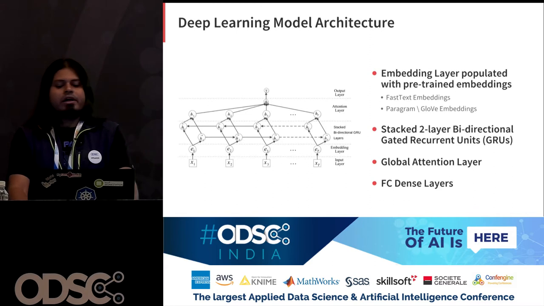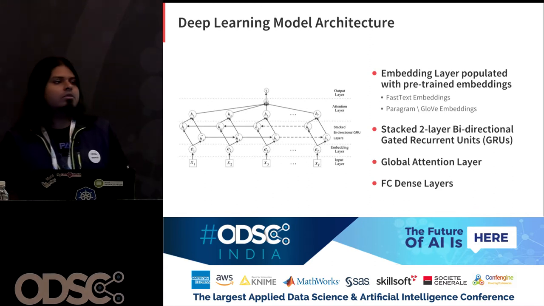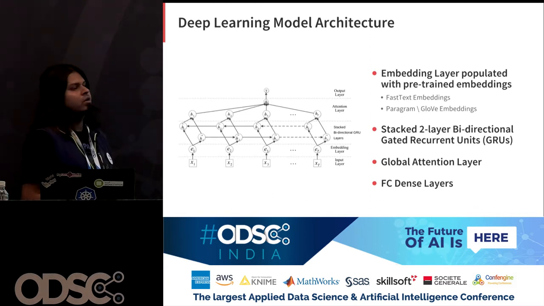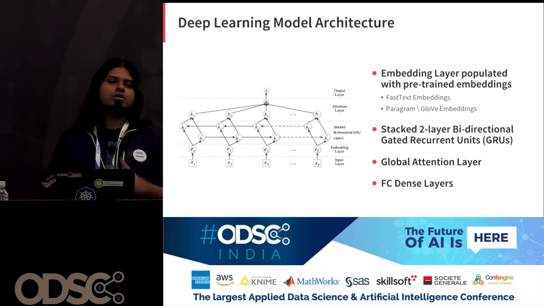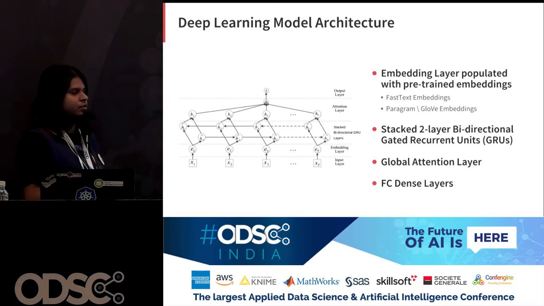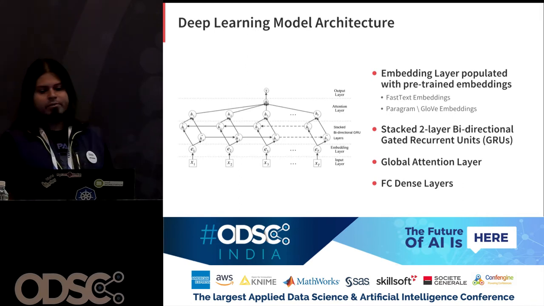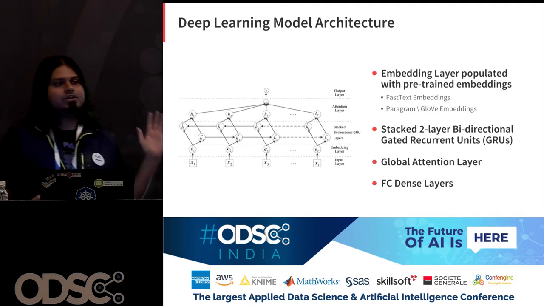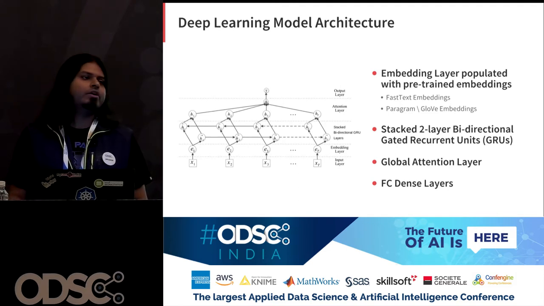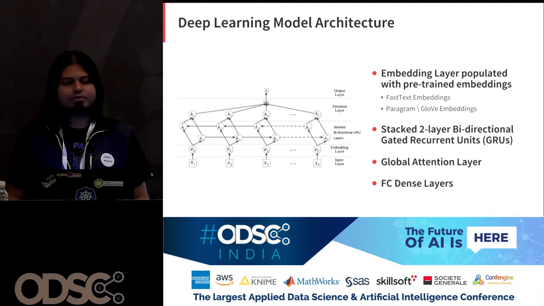So for the deep learning model architecture, like I mentioned, we use pre-trained embeddings, not pre-trained models. We are going into that in the future. We use a stacked two-layer bidirectional GRU deep learning model, feeding the GRU hidden states to a global attention layer and your regular fully connected dense layers to make the final prediction.